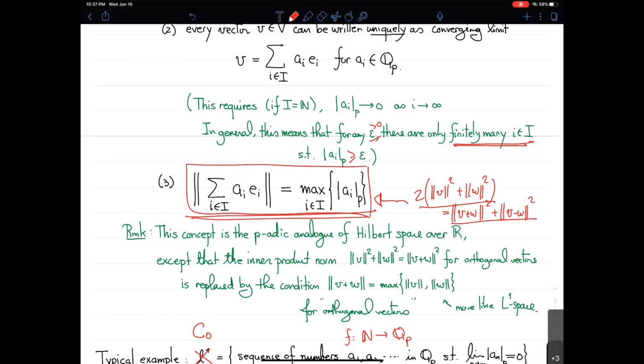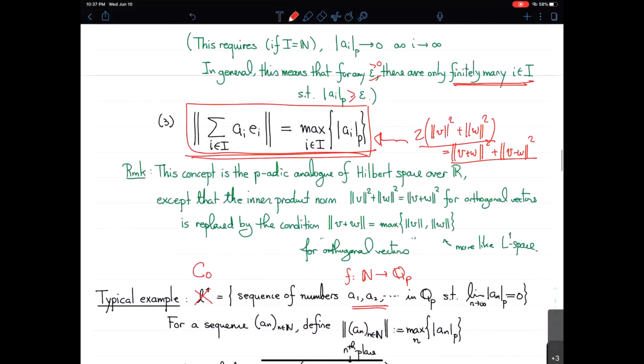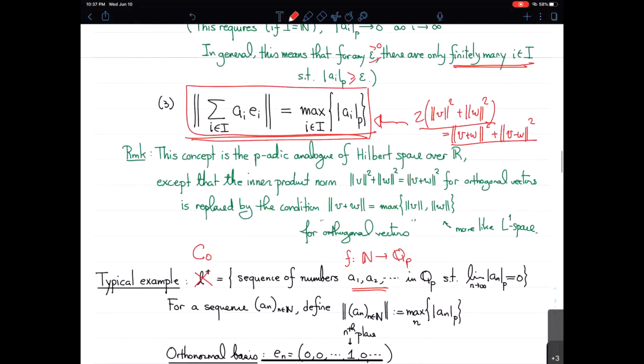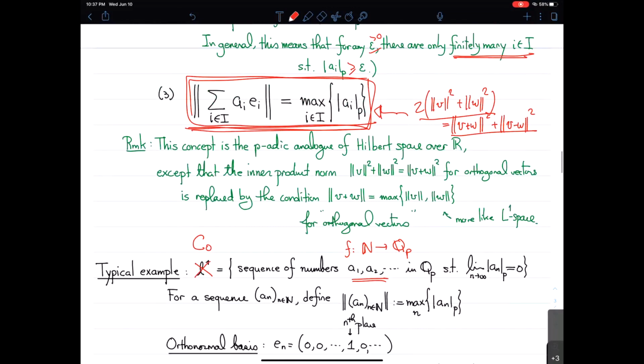Great. The person says that, thanks, that makes sense. Yeah. So this is somehow the good case. If you think about it, over R, Hilbert spaces are good Banach spaces. Over Q_p, the ones with orthonormal basis are the good p-adic Banach spaces.